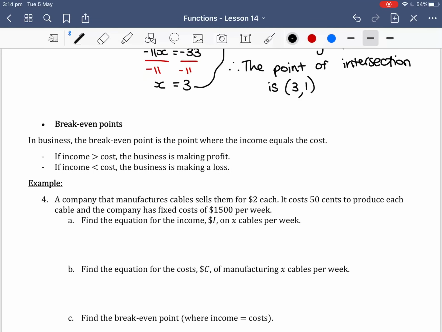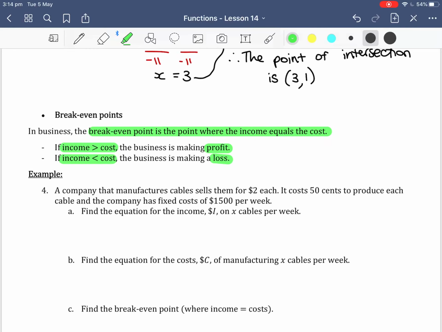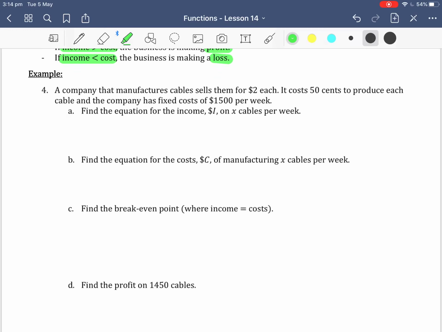Moving on, we have break-even points. So in business, the break-even point is where the income equals the cost. So if the income is greater than the cost, then the business is making a profit. If the income is less than the cost, then the business is making a loss.